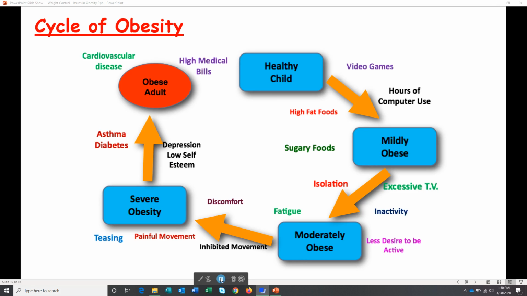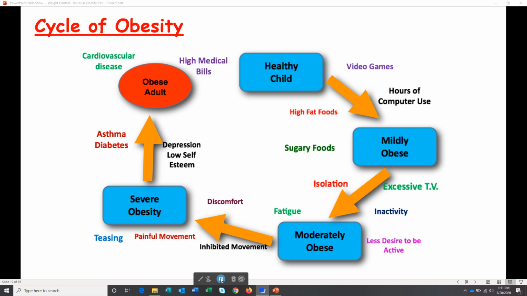Cycle of obesity. The cycle of obesity is an informative way to understand how someone develops obesity. For example, it can start in adolescence by eating high fatty foods, playing video games, prompting a sedentary lifestyle, not getting enough exercise, playing outside, playing with friends, running around, just being active. And you add in sugary foods, isolation, and excessive television or computer time, and then before you know it, you're on your way to being moderately obese.